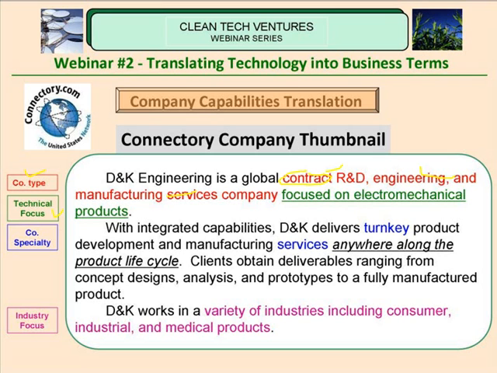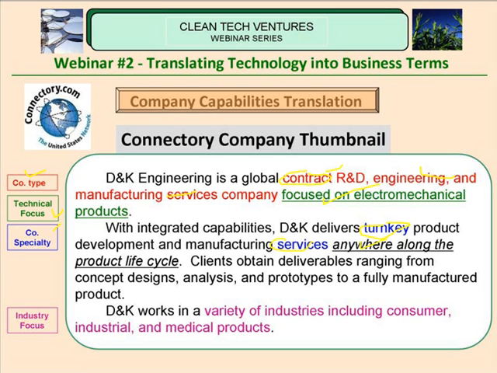This is what they focus on, electromechanical products. So if you're looking for somebody to help you with biochemical or pharmaceutical assays, don't come to this company, because that's not what they do. So they make sure that you hone in on what their technical focus is. Again, what is their specialty? They're able to deliver these turnkey products, their entire development and manufacturing cycle, anywhere along that product life cycle.